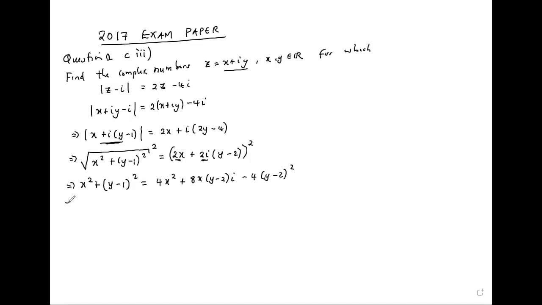Then now we expand, so have X squared plus Y squared minus 2Y plus 1 is equal to 4X squared plus 8XYI minus 2X, minus 2 times 8, that's 16. So that is 16XI minus 4Y squared plus Y squared minus 4Y plus 4.